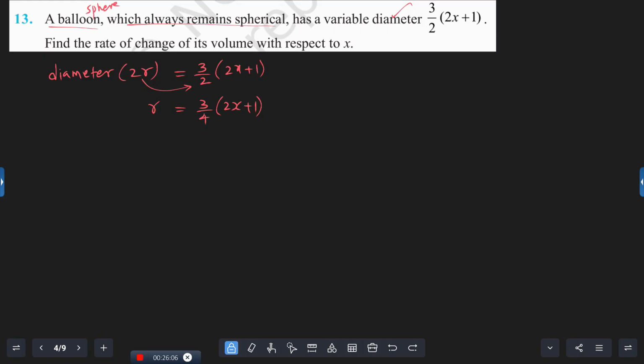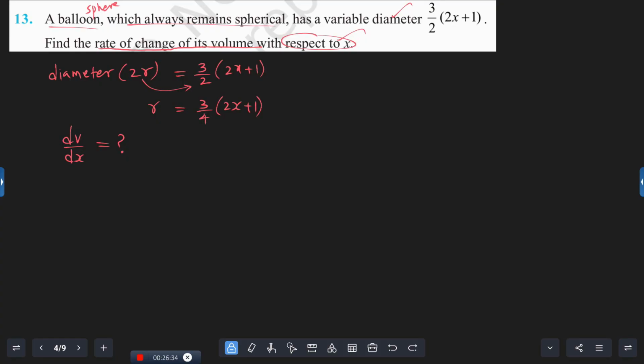Next line: find the rate of change of its volume with respect to x. Here we have to find the rate of change of volume. What we have to find is dV divided by dx. They said very clearly, with respect to x. dV divided by dx is what they are asking.